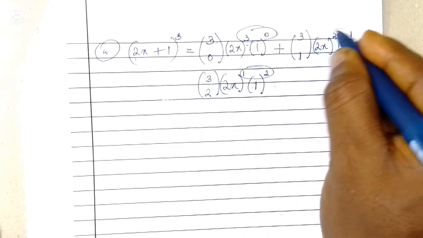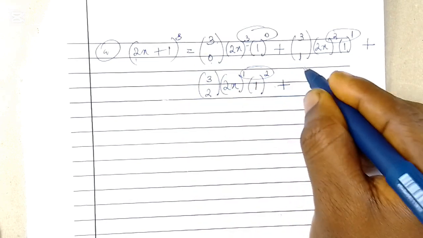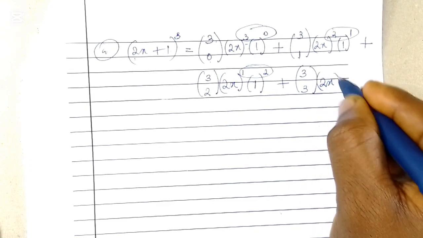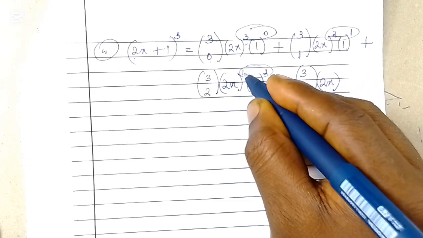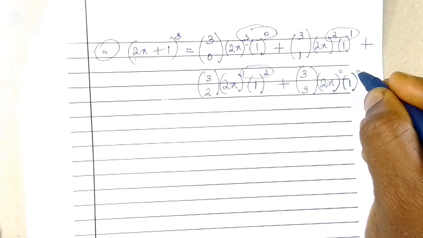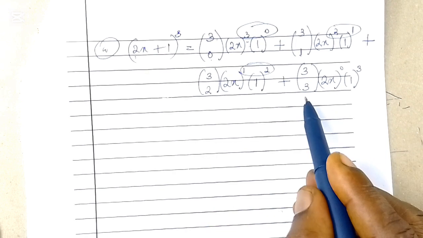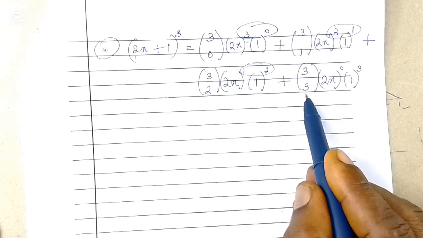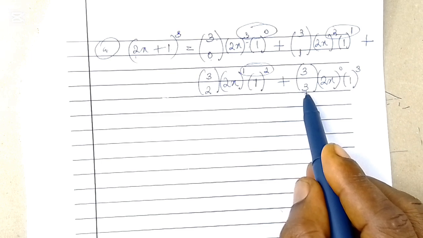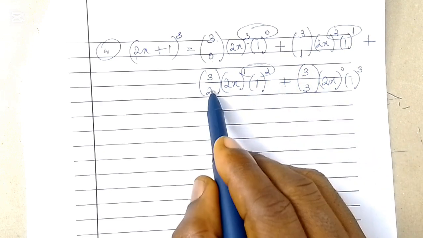Take note, the total power at each instance gives the total power, 3, of the expansion. Then the final will be 3 combination 3 and 2x raised to the power of, this time around it drops from 1 to 0, and this will be 1 raised to the power of 3, the total power. So that is where the expansion stops. How do you know that the expansion stops there? It stops there because the total combinatorial value here is 3. Okay? From 0 to 1, from 1 to 2, from 2 to 3.